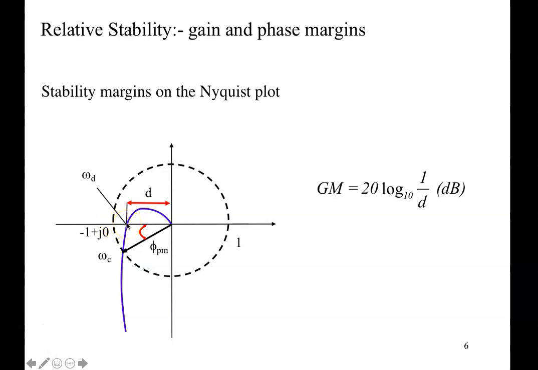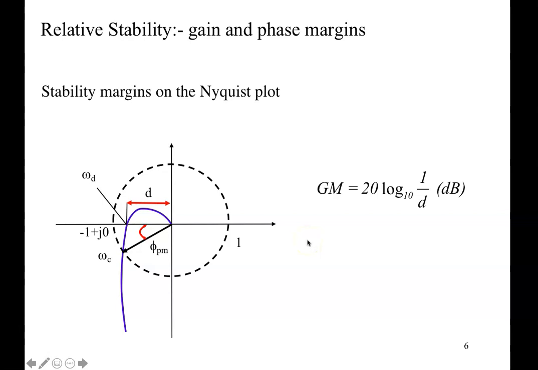The measure of gain margin in this case is basically 1 over D. That's what gain margin means, how much gain you can increase before the closed loop system becomes unstable. Okay, so that's how you measure the gain margin there. Measure that distance, 1 over that, that's your gain margin. You can convert that into dBs, as we normally do, with 20 log 10 of 1 over d.